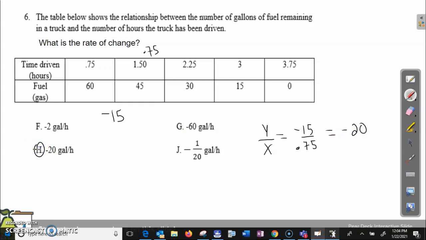H. Just find the differences and that's it. So remember, from 0.75 to 1.50, it went up, so it stayed positive, and then the difference was 0.75. From here, from 60 to 45, it went down 15, and there you go. Set it up. Remember the difference in y over the difference of x. Let's go ahead and continue.